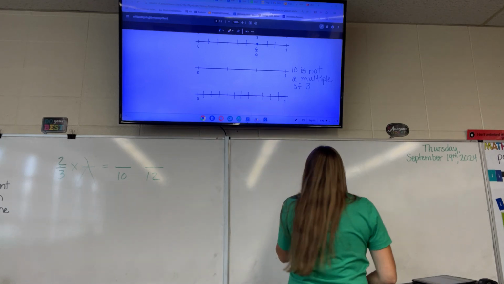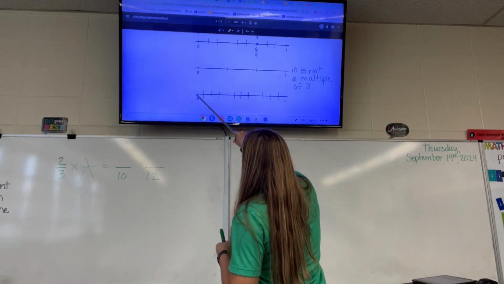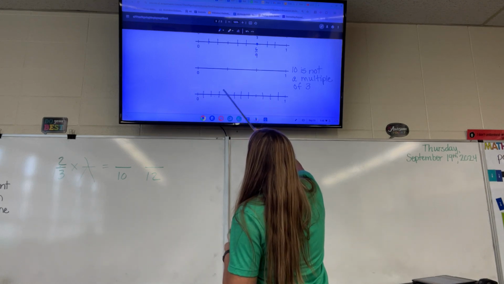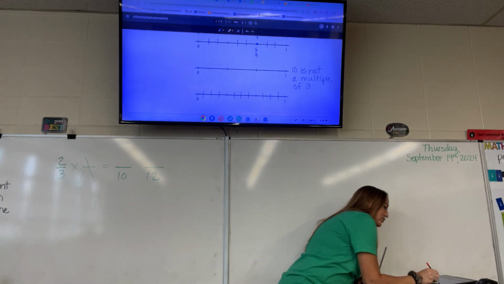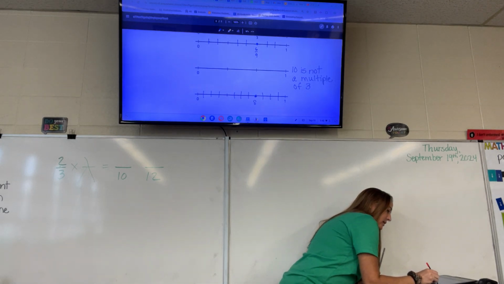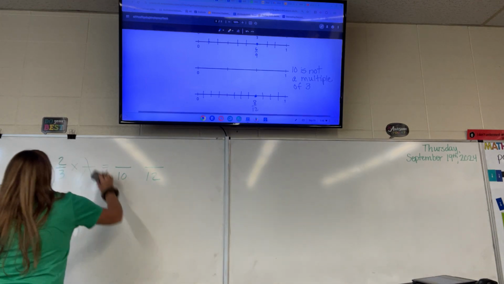Perfect. Now, we need to figure out what goes at this point right here. 1, 2, 3, 4, 5, 6, 7, 8. 8 12ths. So that is the third fraction that's equivalent. And let's see if that makes sense.